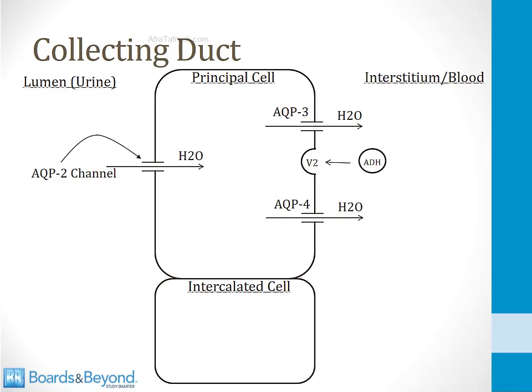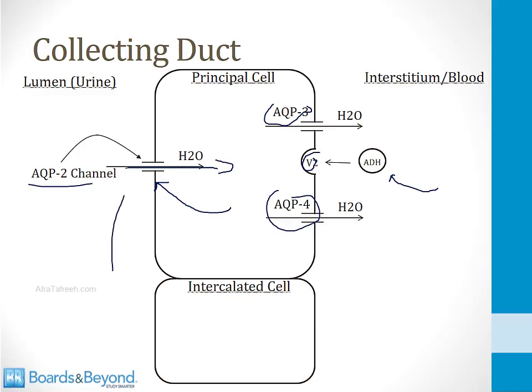So here's a picture of how this works. ADH comes along and binds to a V2 receptor. That leads to the insertion of channels on the luminal side of principal cells called aquaporin 2 channels. Once more of these channels are in place, more water enters the cell, and then there are other aquaporin channels like 3 and 4 that are always active on the other side of the cell. So basically, the amount of water being resorbed is controlled by the number of these aquaporin 2 channels, and the level and function of those aquaporin 2 channels is under the control of ADH.